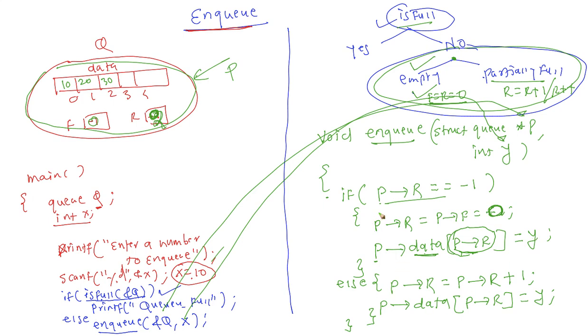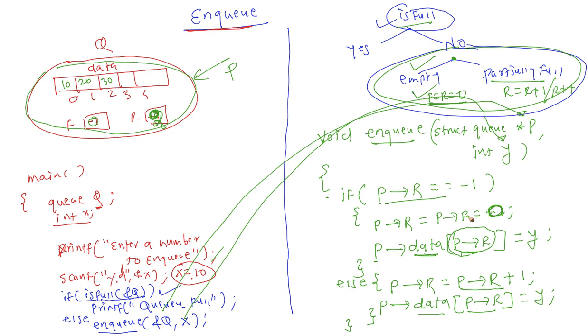Similarly here, so this is queue empty, and if this is partially full, simply increment r by 1, and then go to the data array on the r location and insert. So I hope you understood this NQ operation, right?